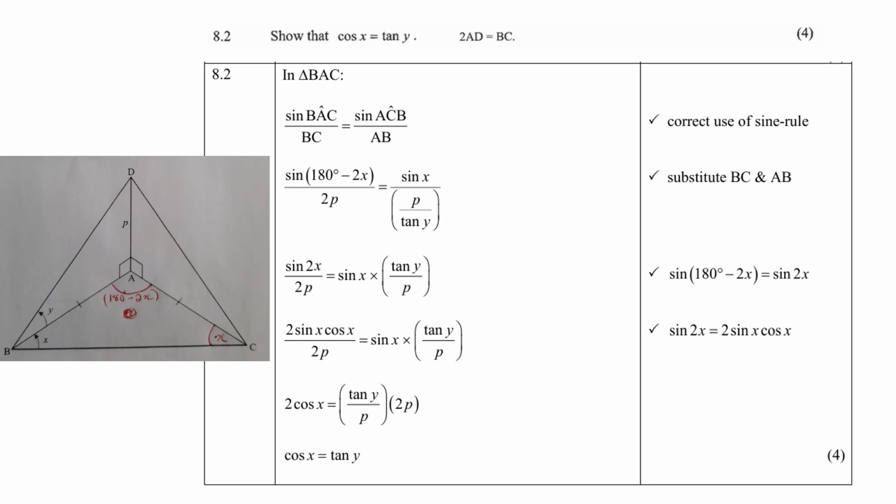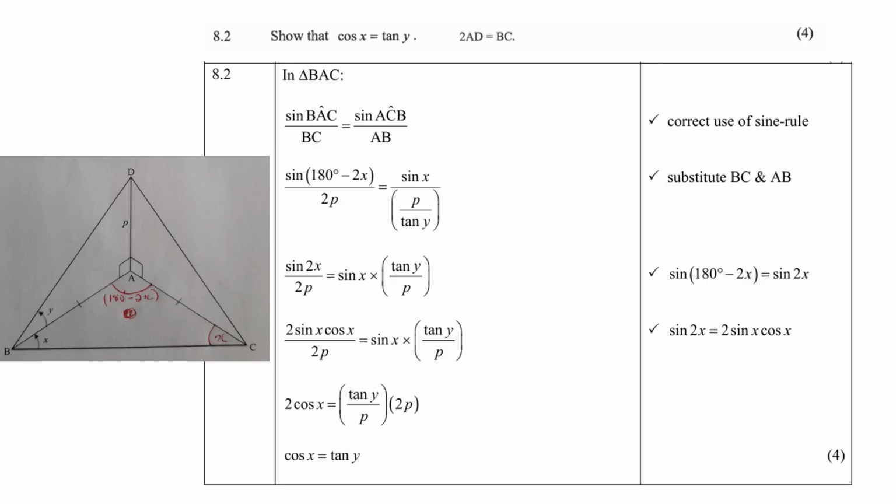Right. So in the next step, we're going to simplify the right-hand side. P over tan y, if I change it into multiplication, it will do the inverse. So p over tan y will become tan y over p. Before we do that, the sine of 2x, of course, is a double angle. So in your formula sheet, it can be replaced by 2 sine x cos x. Then we divide both sides by the sine of x.